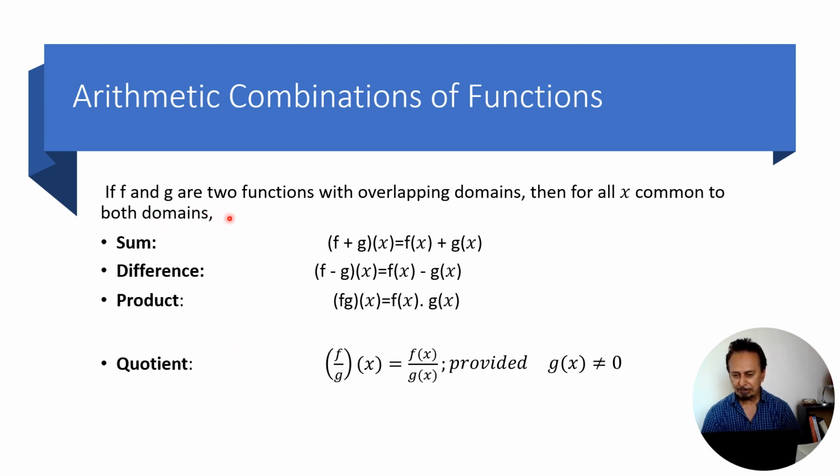If f and g are two functions with overlapping domains, then for all x common to both domains, the sum f plus g defined over x is equal to f of x plus g of x. The difference f minus g defined over x is equal to f of x minus g of x. The product f times g defined over x is equal to f of x times g of x. And the quotient f over g defined over x is f of x over g of x, provided that g of x is not equal to 0.